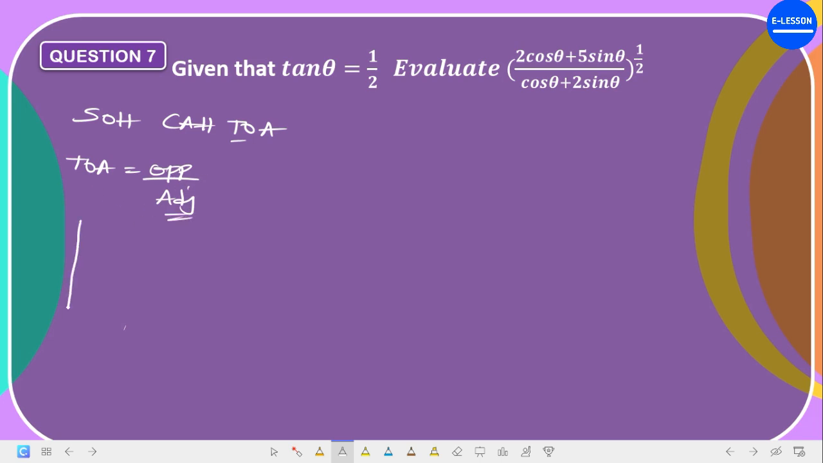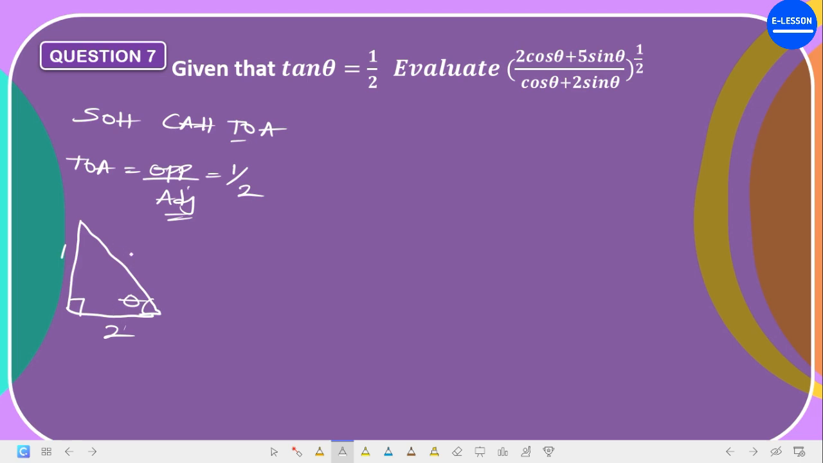So if we draw a right angle triangle like this, and let's say this is the opposite, theta, and this is the adjacent. So what will be your tan? Opposite over adjacent. Your opposite is 1, your adjacent is 2. So this becomes 1 all over 2. Are you getting it now?